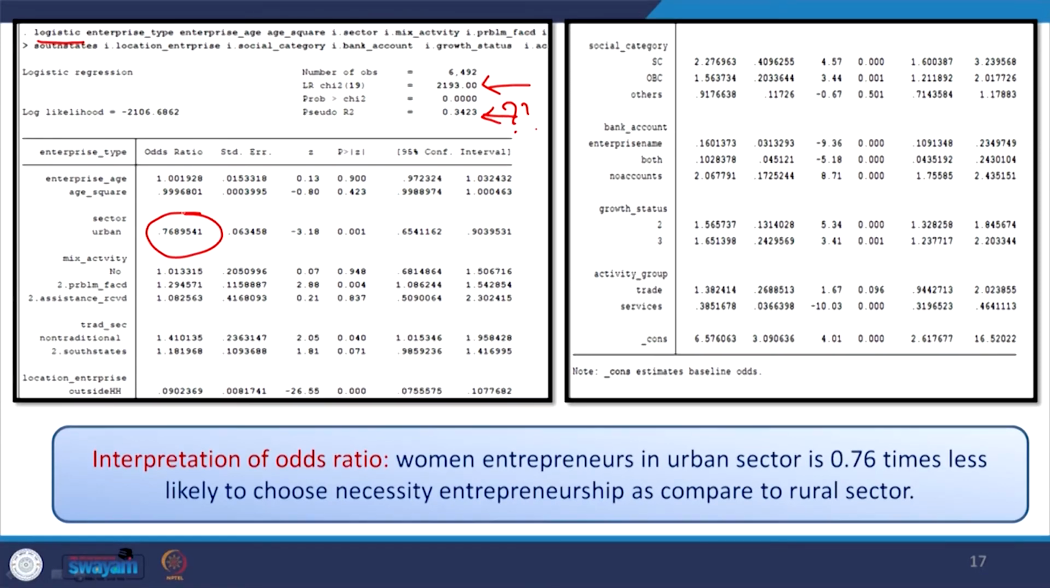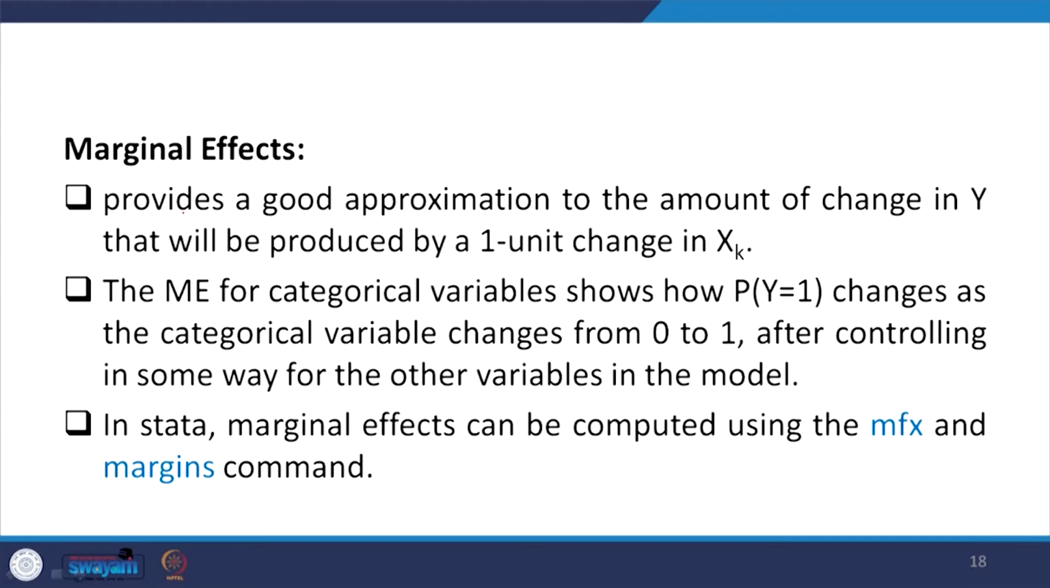Alright. Similarly, you can interpret other variables: whichever is more than one is positively linked, otherwise it is negatively linked. So, marginal effect is very important. I suggest many times that coefficients are not to be interpreted; better to avoid that. So, straightaway come to the interpretation of marginal effect.